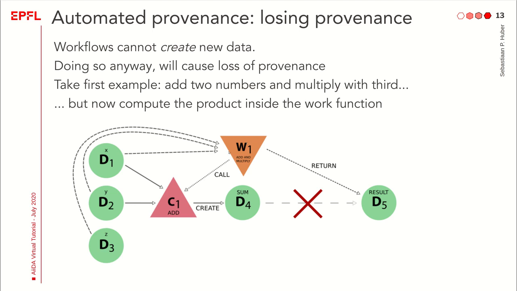We still see the representation of the work function, and it called this add calc function. But finally, it didn't call a multiply calc function, and it just did the multiplication itself. So even though the final result is stored, there's no record in the provenance graph that the result is basically based on this intermediate sum. There's no direct connection between them. And this is what we mean when we say that workflows cannot create new data. It has the power to return, but the actual who created it will be lost.